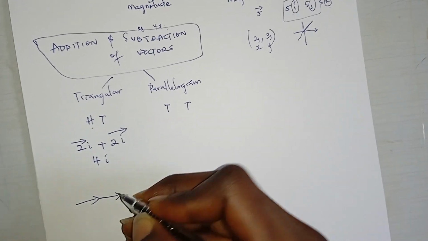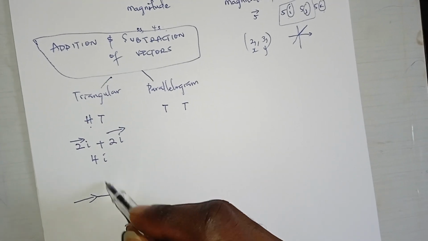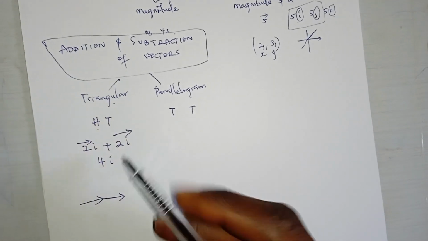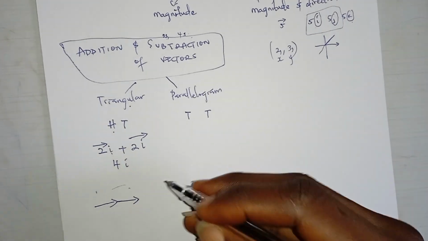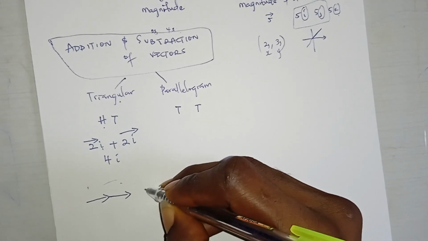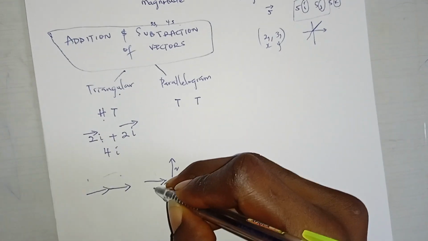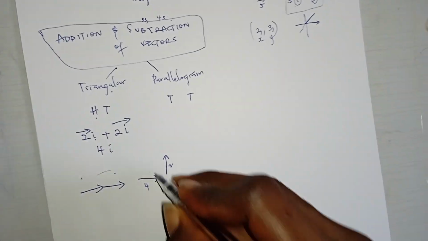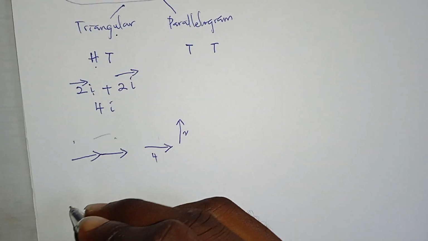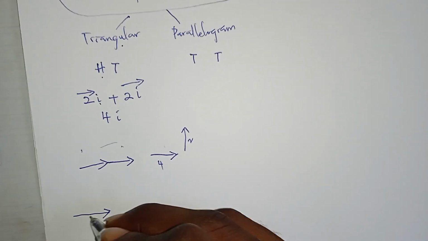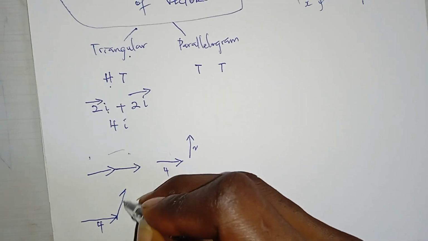If I'm adding this now, I'll just have this to be this way, and notice that this one is this way as well. It's coming to the head. So for the triangular method to work, one is on this component and the other one is on this component. Let's say one is this way and the other one is this way. I'm told that this is 2 and I'm told that this is 4. For me to add this up, I get the 4 to come here, then I attach the tail of the 2, in its direction, to this going up.